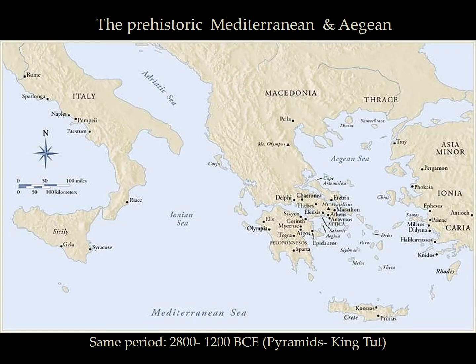Now, the prehistoric Mediterranean and Aegean is going to overlap the time period that we were discussing between the pyramids to King Tut. This is the civilization that directly precedes the rise of ancient Greece as a lone superpower in the West under Alexander the Great.